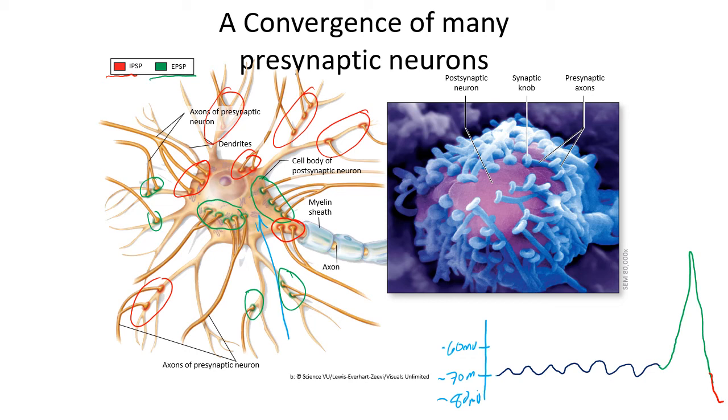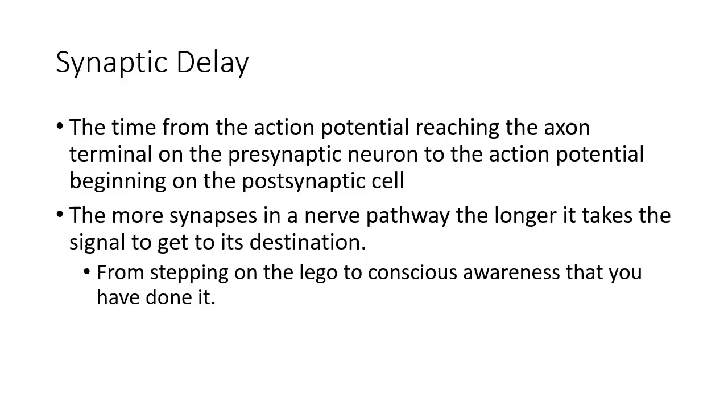And so we have that convergence on that one cell, and this postsynaptic neuron isn't going to fire off an action potential until it has just the right combination, where the EPSPs essentially outweigh those of the IPSPs.